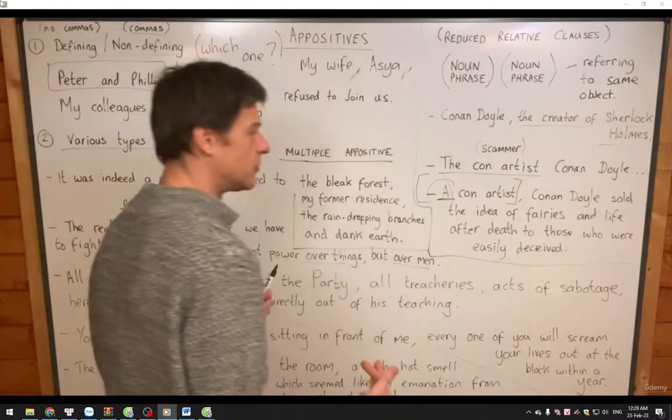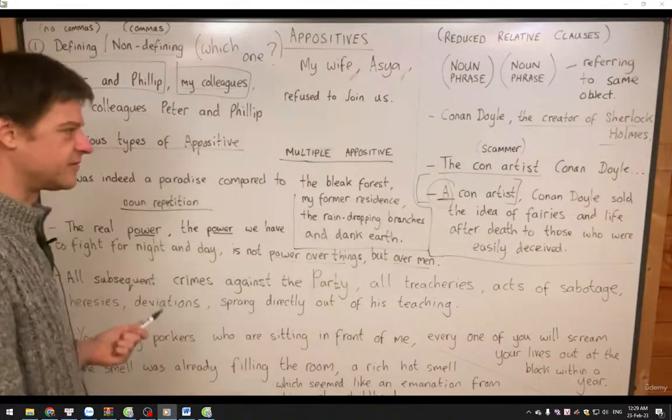In other words, it sounds to me like this: a well-known con artist, because of the fact that we all know he was a con artist, Conan Doyle sold the idea of fairies and life after death to those who were easily deceived. But I want you to remember that that's another way of punctuating appositives, and it is something you see very often in literature. So I wanted to mention that as well.